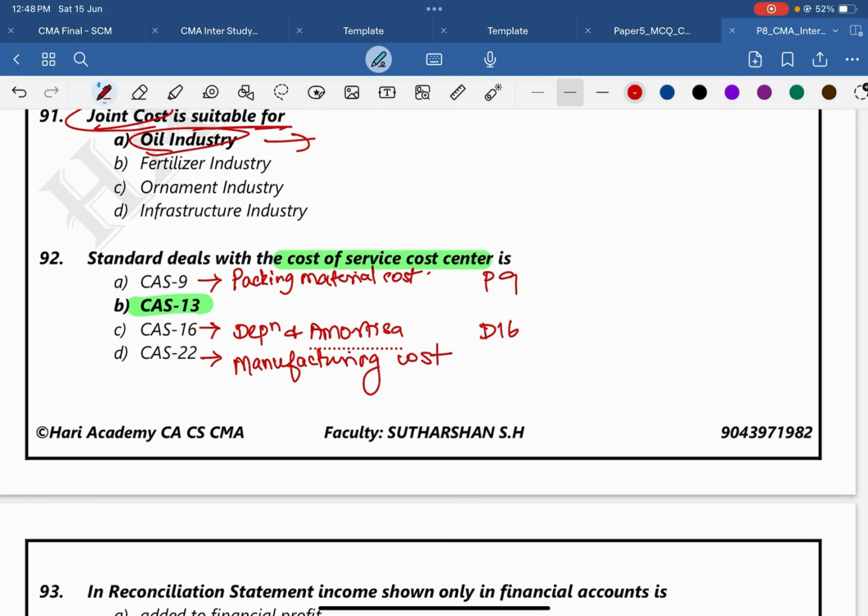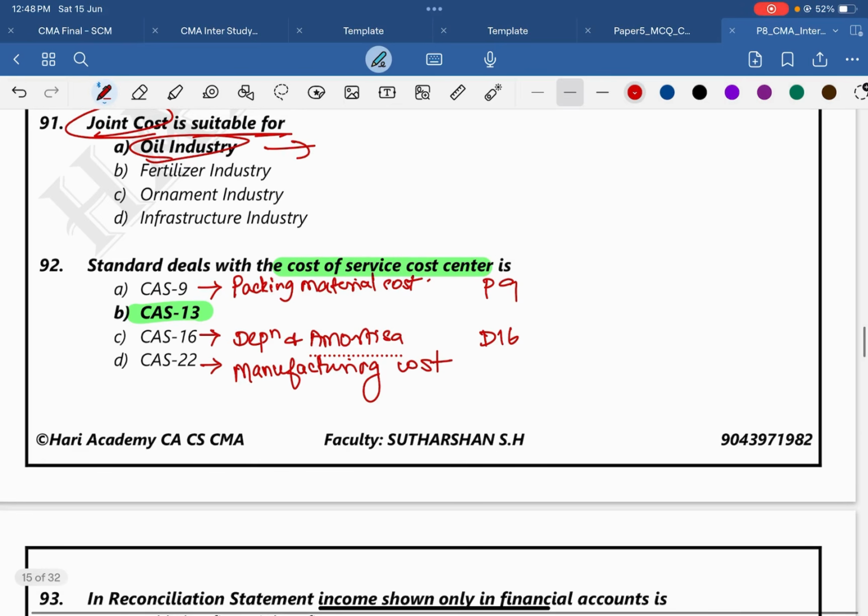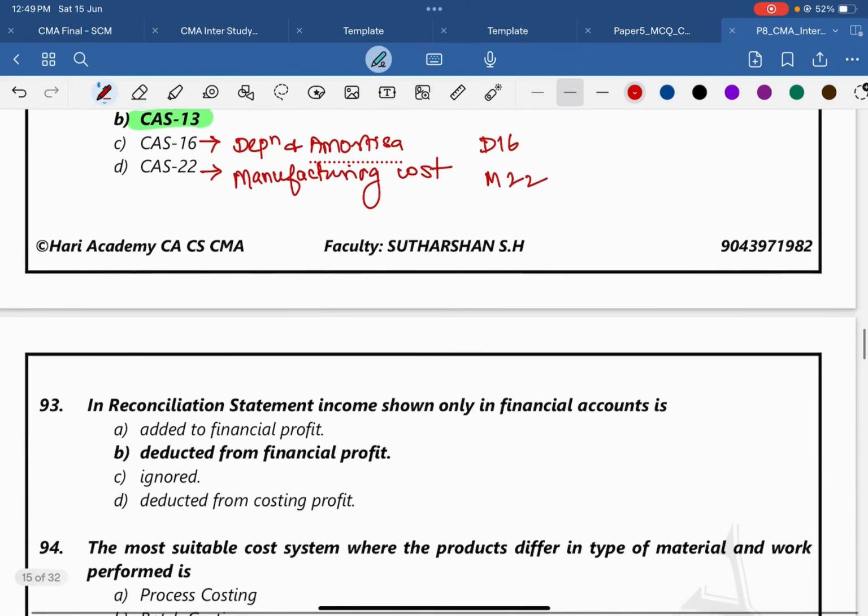D16 is depreciation, like when you are writing your exams after your direct taxation exam. Direct taxation exam happens on 15th, and the foundation exam happens some way. You will remember this. I don't want to confuse you. Cost 9 packing material cost. D16 depreciation and amortization. Cost 22 manufacturing cost. M22 manufacturing cost is cost 22.